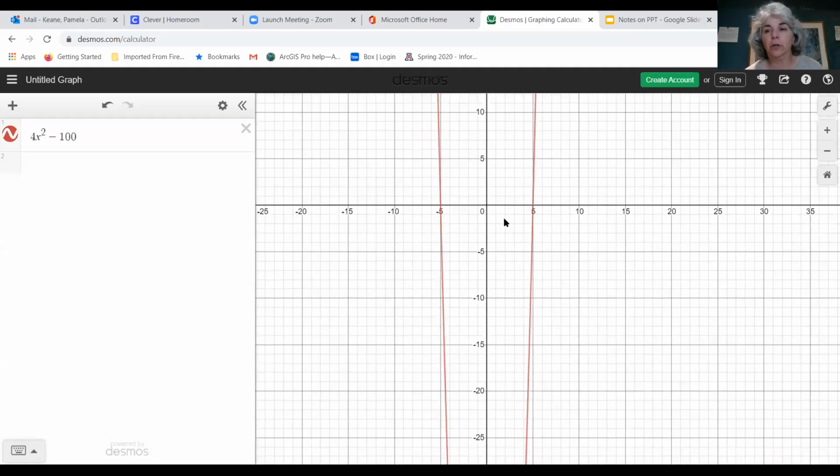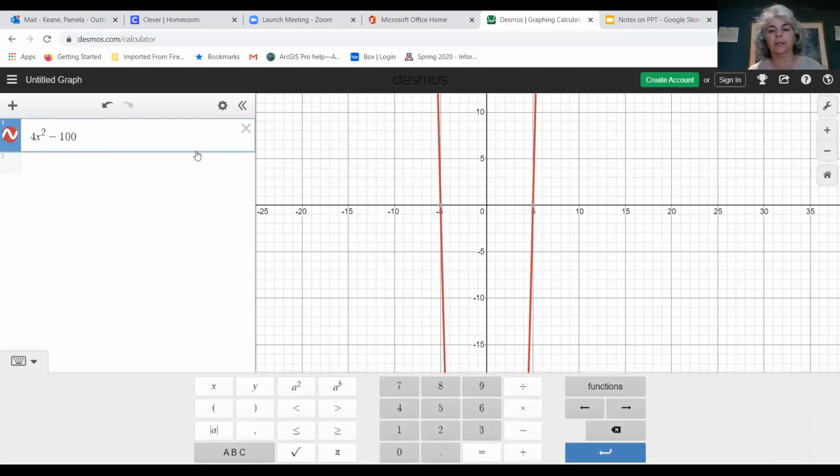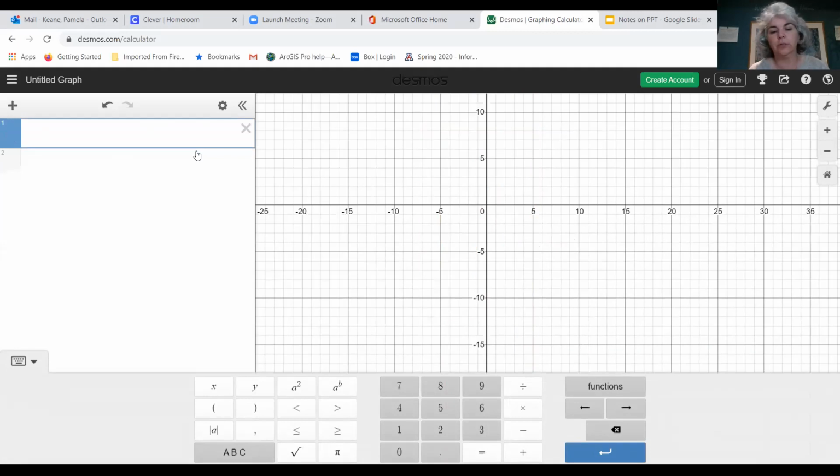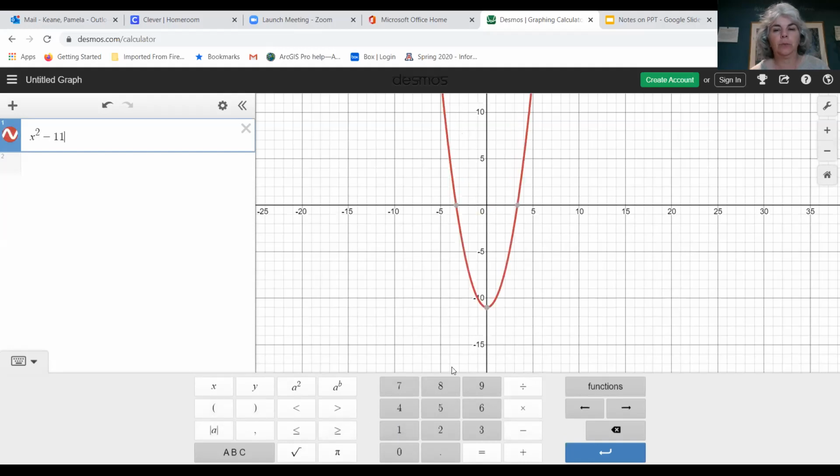Example number 2 also gave us 2 answers, and you can see if I put in, remember you have to solve it for 0. So if I solve that equation for 0, I get x squared, and I think it would be minus 11. And that's what we get. But again, we have those 2 answers, and you can see that's one of the zeros. That's the other 0. Those are the 2 solutions to the equation we found.